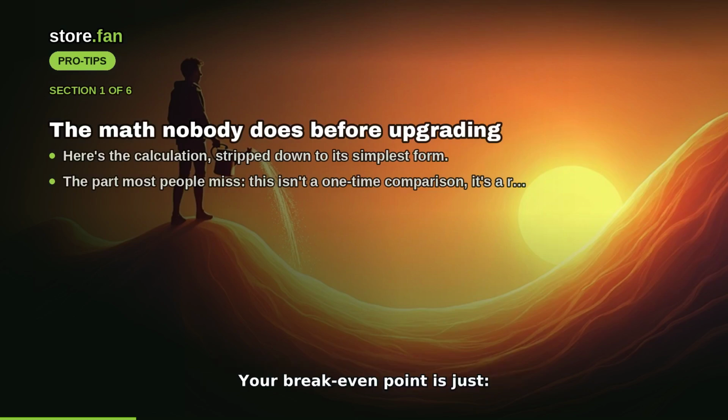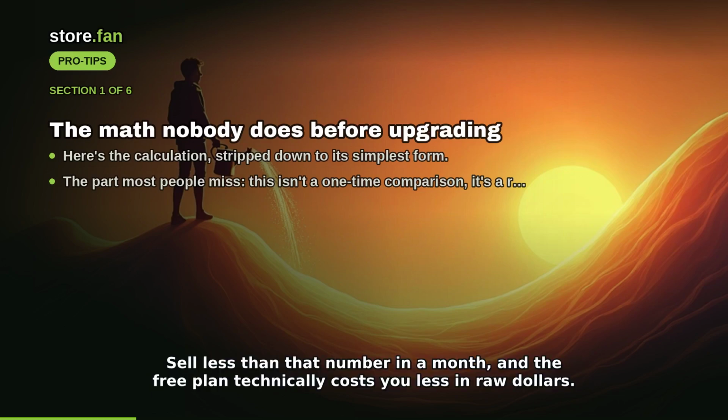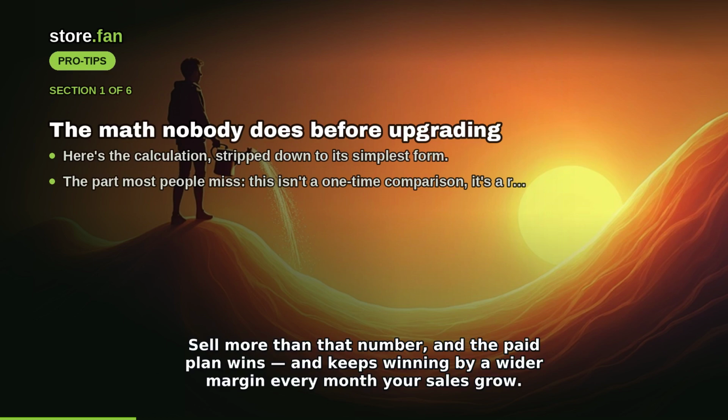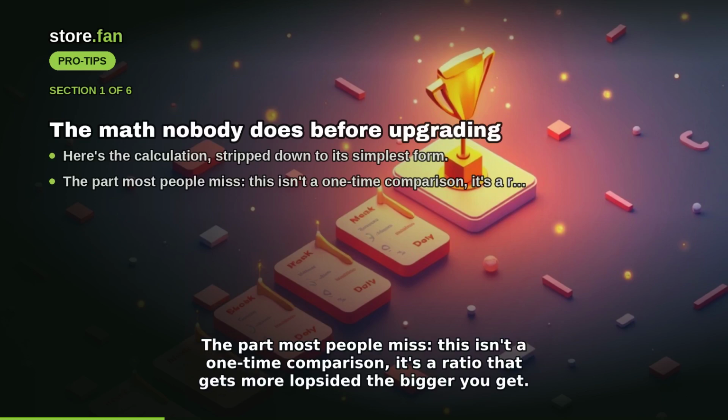Your break-even point is just monthly subscription cost ÷ leak rate: the monthly sales volume where both plans cost you the same. Sell less than that number in a month, and the free plan technically costs you less in raw dollars. Sell more than that number, and the paid plan wins, and keeps winning by a wider margin every month your sales grow.